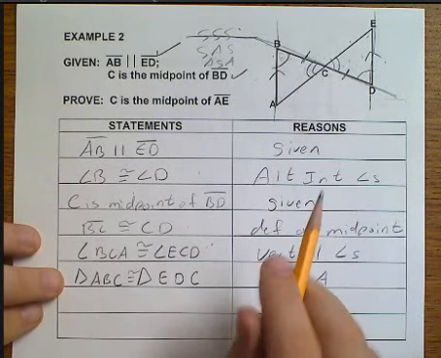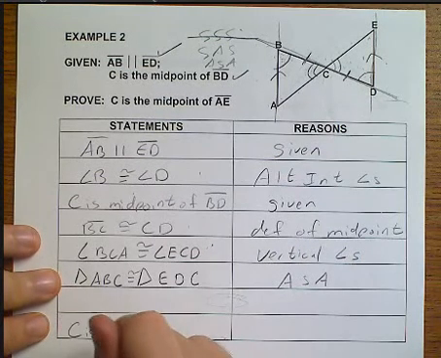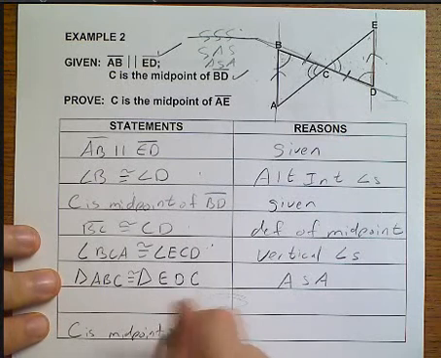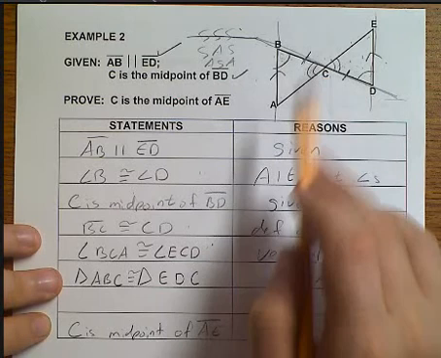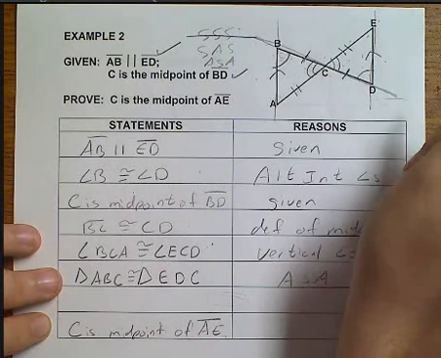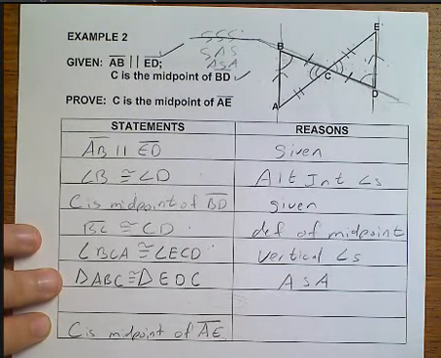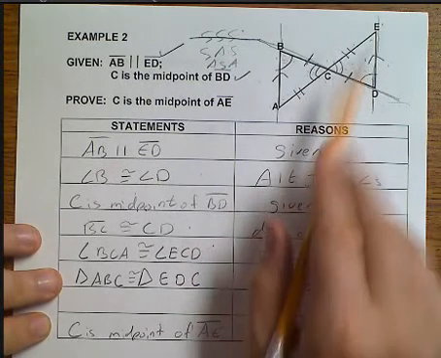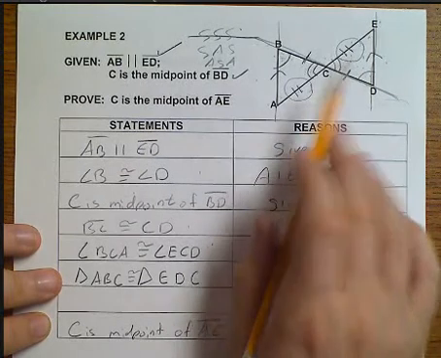I need to figure out what to put here so that my next statement can be that C is the midpoint of AE. So let's think. I want C to be the midpoint of AE. That means that we've got to cut this in half. So now I'm not working forward anymore. I'm actually trying to work backward. I need to prove that these two are congruent, because these two being congruent would tell me that C is the midpoint.